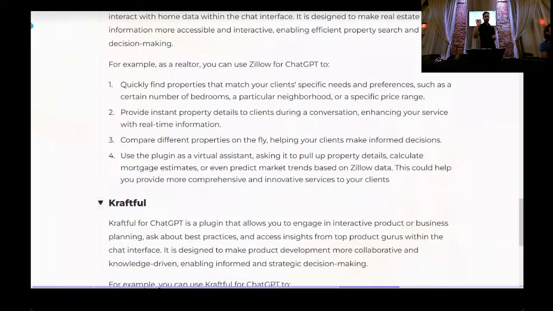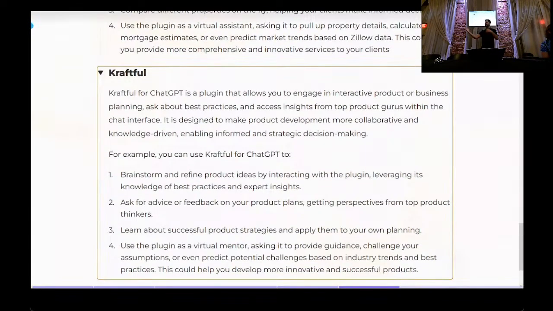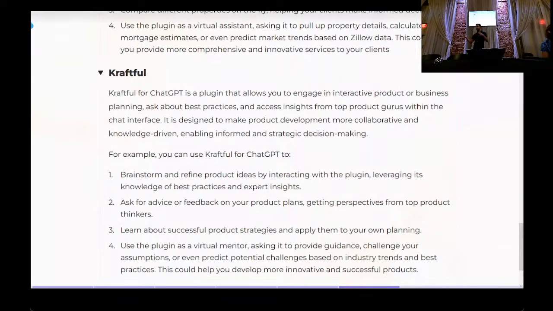Craftful. This one is fun. This one allows you to basically interact and ideate new business ideas. It's designed and prompted to be this business strategist. So you can look at brainstorming and refining new product offerings, how you can bring it to market, how to make your business more successful, adding it as a virtual mentor, right? So this is designed around creating better business strategies for yourself.